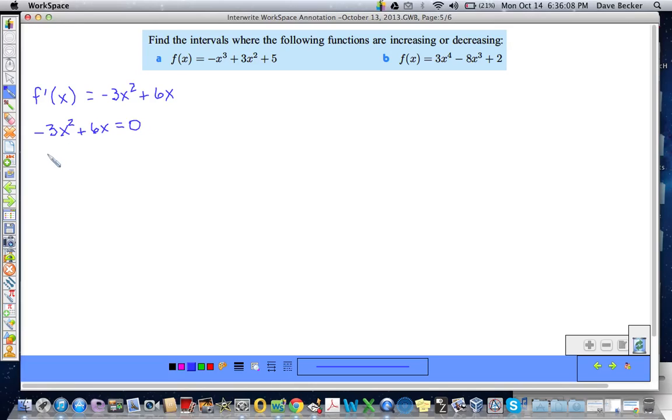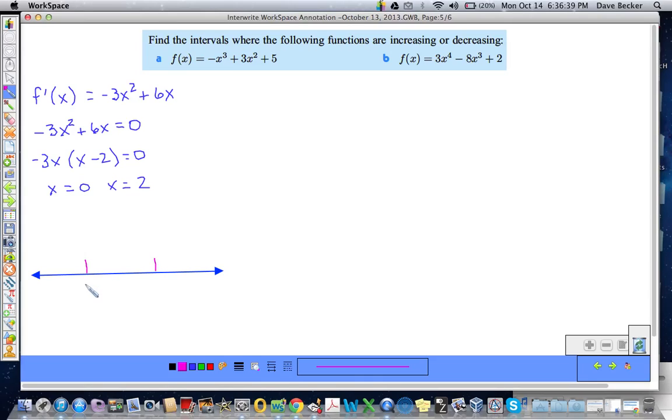When does this happen? I can factor out a negative 3x here. That leaves me with x minus 2 equal to 0. And solving, I get x equal to 0, and I get x equal to 2. So I can start my sign diagram right here. Okay. And I know that my critical points, we call these points critical points, are 0 and 2.